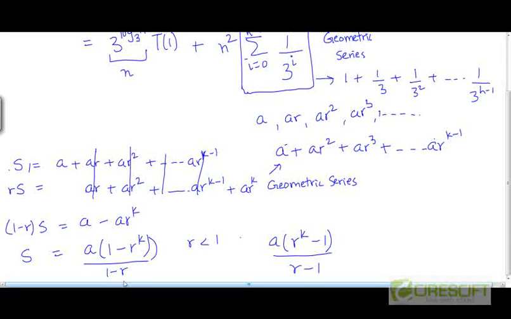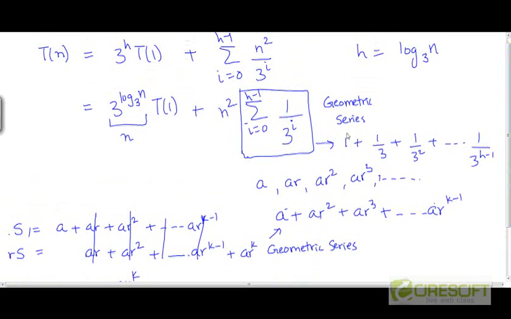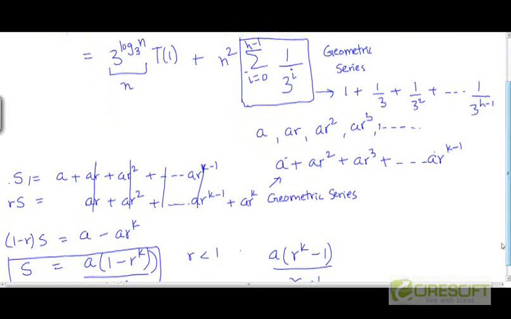Okay, so having derived this expression for the sum of k terms of a geometric series, we can now write an expression for this geometric series. This has h terms, and let's go to a different page.